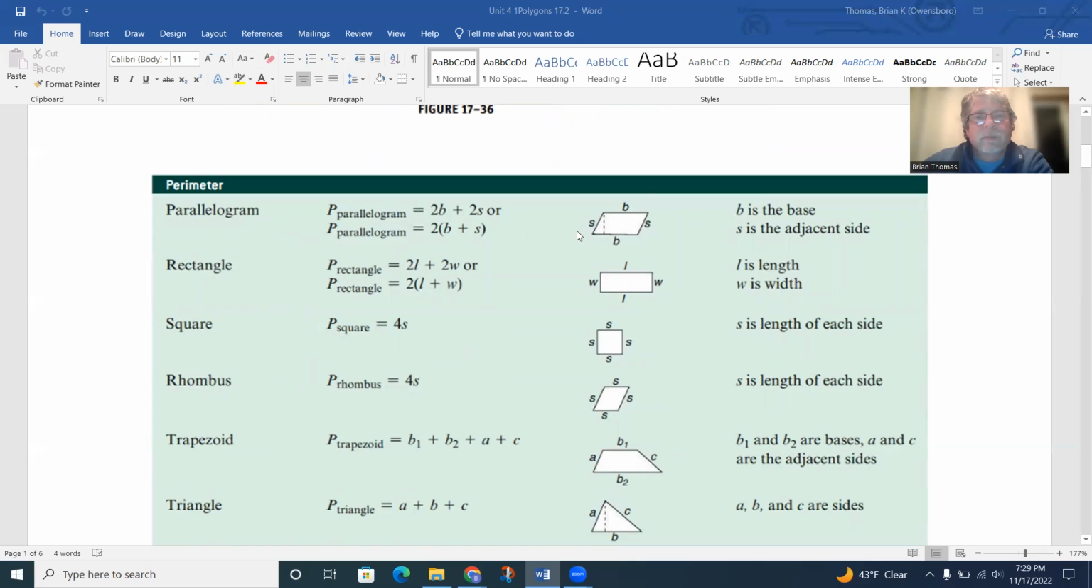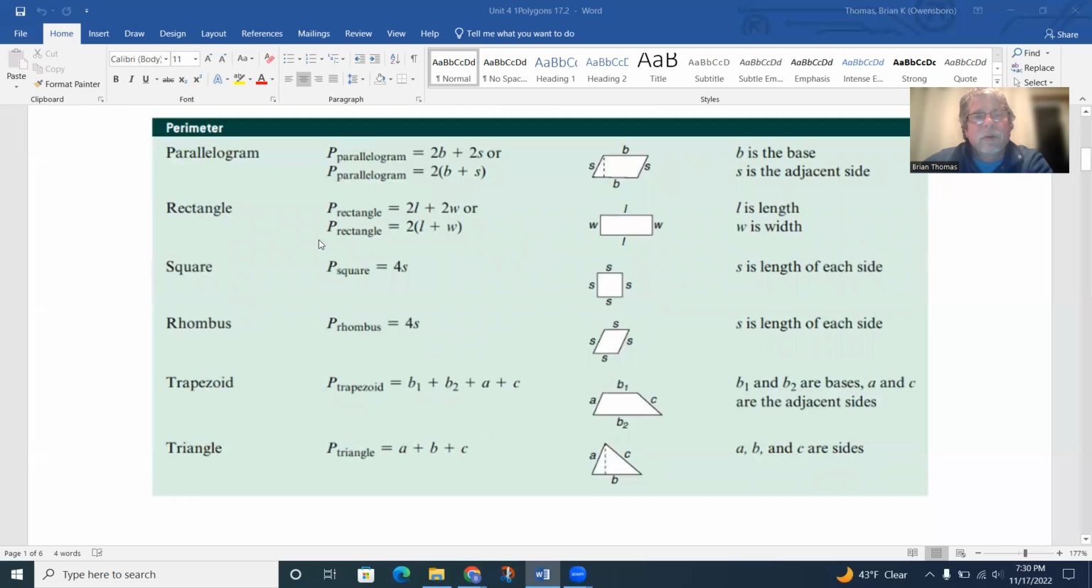Again, a parallelogram, by definition, has opposite sides that are parallel. Notice how these two sides are the same distance, and these two sides are the same distance. Usually we have some different vocabulary. To find the perimeter of a parallelogram, you have twice the base plus twice the s, or 2 times the quantity b plus s. b is denoted as the base, and s is denoted as the adjacent side. But the bottom line is, to find the perimeter, all you have to do is add all four sides up. Since there's two b's, that's 2b, and since there's two s's, we have 2s.